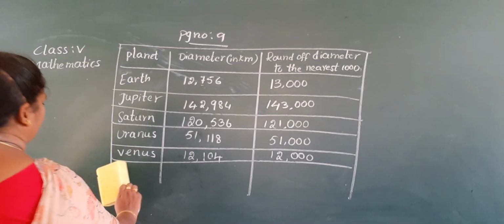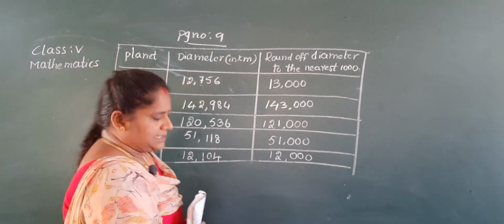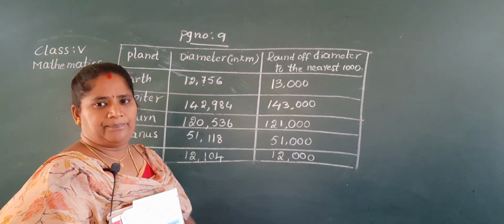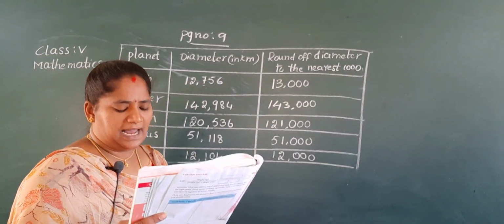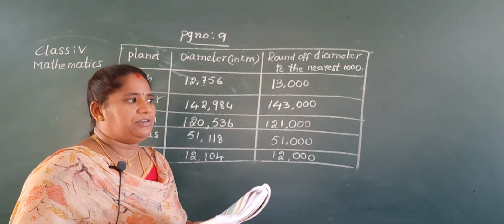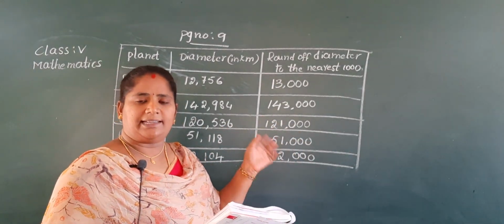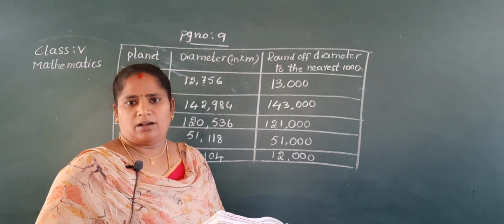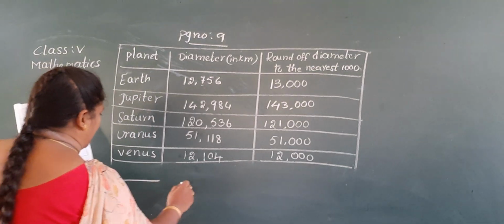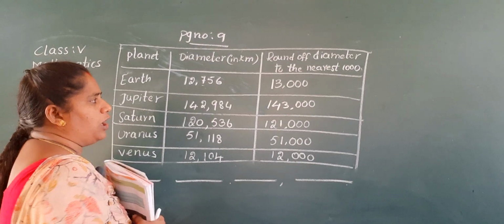Now we will write the diameters. See children, complete this in your textbook. Now arrange these planets according to their diameter. That means we will write the diameters in either ascending order or descending order. Here they have given only one dash. So we will write ascending order first. Ascending order means small to big.